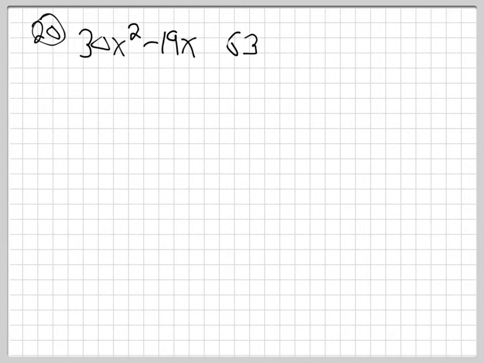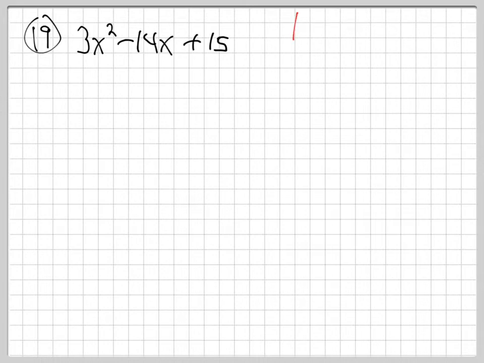Let's jump to 20, which looks like a challenging one. 30x squared minus 19x minus 63. All right, how are we gonna make this one work? You know what? Actually, I just changed my mind. Let's do 19. 19 looks tricky to me now. I was going to skip it, but all of a sudden I'm thinking it's tricky. 3x squared minus 14x plus 15.